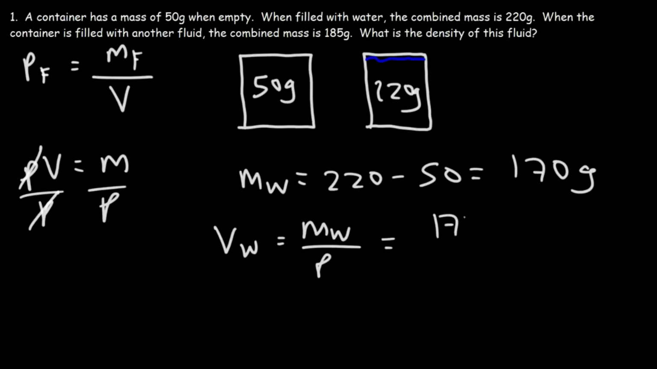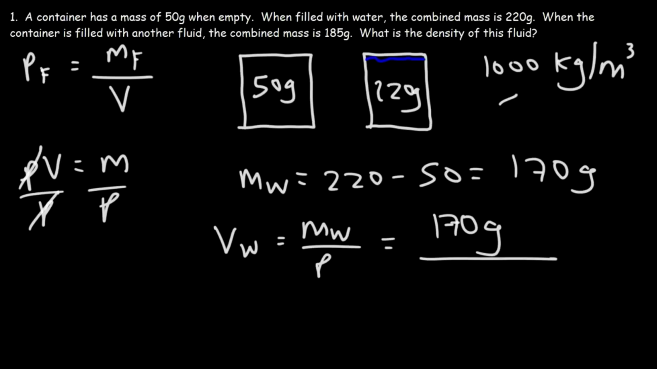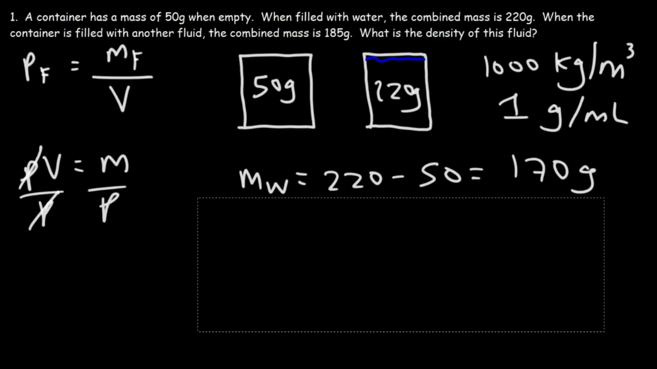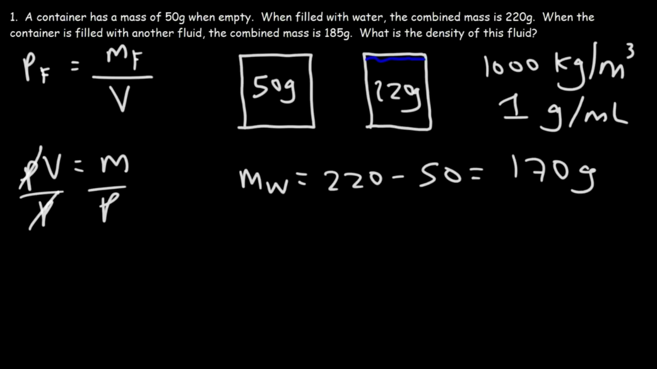The mass of water is 170 grams in this example. The density of water is 1,000 kilograms per cubic meter, but we're not going to use this value. The density of water is also 1 gram per milliliter. We're going to use that value. So the unit grams will cancel, giving us the volume in milliliters, which is just going to be 170. Now the volume of water is going to be the same as the volume of the empty bottle, because the fluid takes the shape of its container.